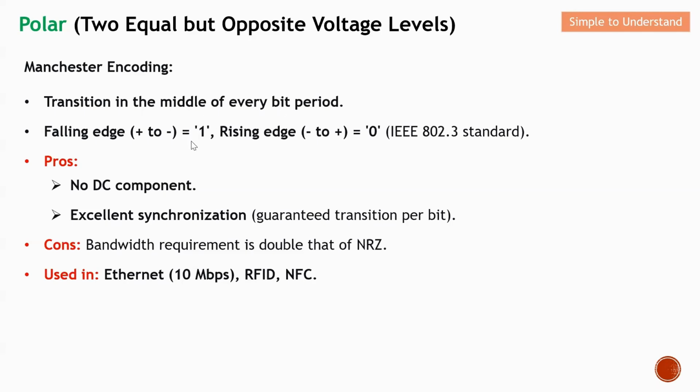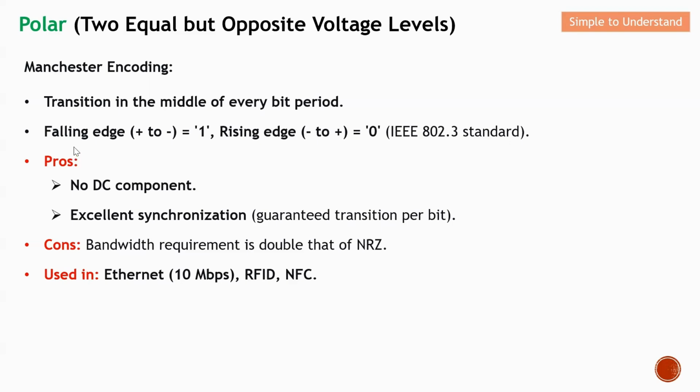When the message is equal to 1, we move from plus all the way to minus. This is what we know as a falling edge. So this indicates message 1. We are going to have a rising edge when the message is 0, which means moving from minus to plus. This is according to the IEEE 802.3 standard. Later on, I will have an example to illustrate this.